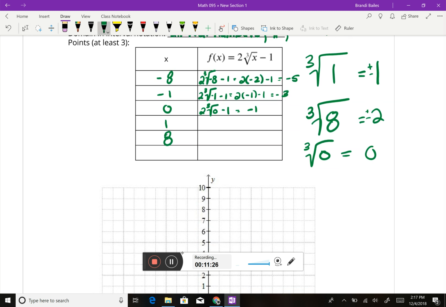And here I have 1. So I would get 2 times the cubed root of +1 minus 1. That should give me 2 minus 1. That should give me 1. And 8, I should get cubed root of +8 minus 1. That'll give me +2. And that will give me 4 minus 1 is +3.